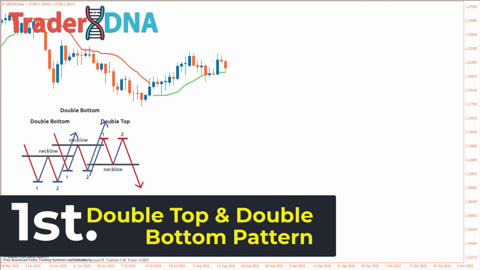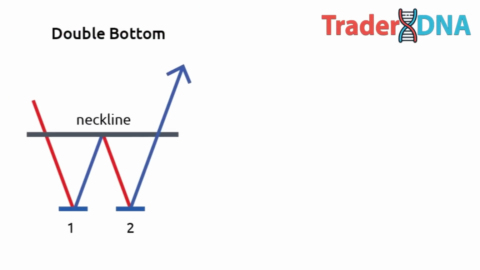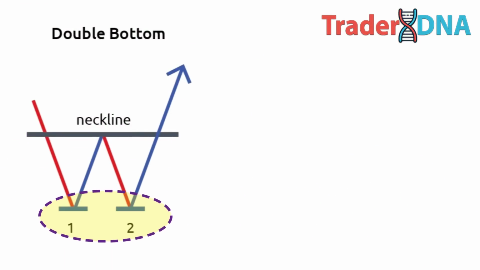On the other hand, the double bottom pattern occurs when the price reaches a specific level, bounces back, and then returns to that level again, forming two troughs around the same price zone. This pattern suggests a potential reversal from a downtrend to an uptrend.